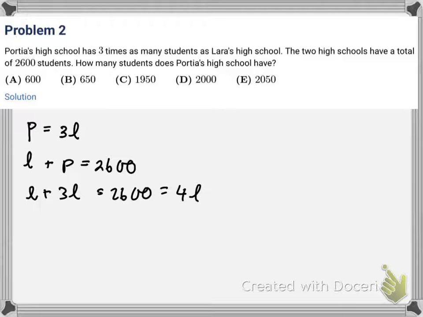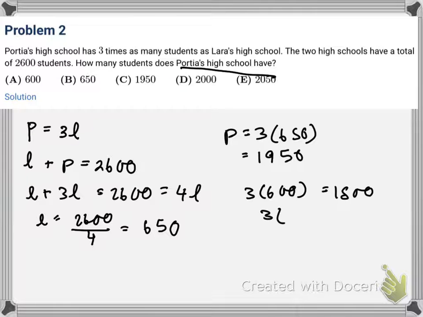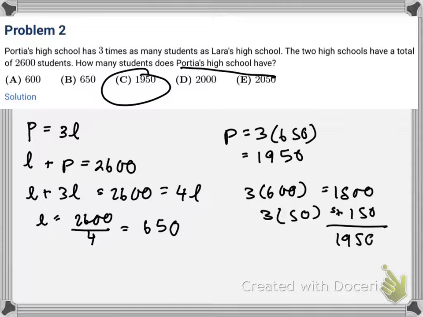And then I can solve for L by doing 2,600 divided by 4, which I notice real quick is 650. Now, we need to find the number of students at Portia's high school, so we say P equals 3 times L, which is 650, and we get that that is 1950, and you can do the expansion out real quick. 3 times 600 is going to give you 1,800, and 3 times 50 will give you 150. Adding that up, yeah, we can confirm the answer is option C.